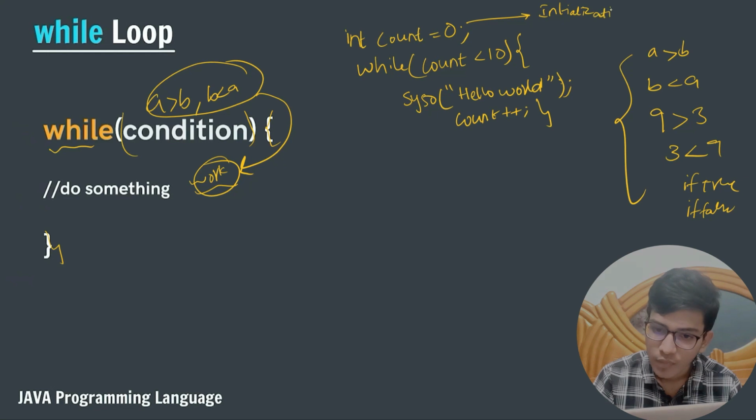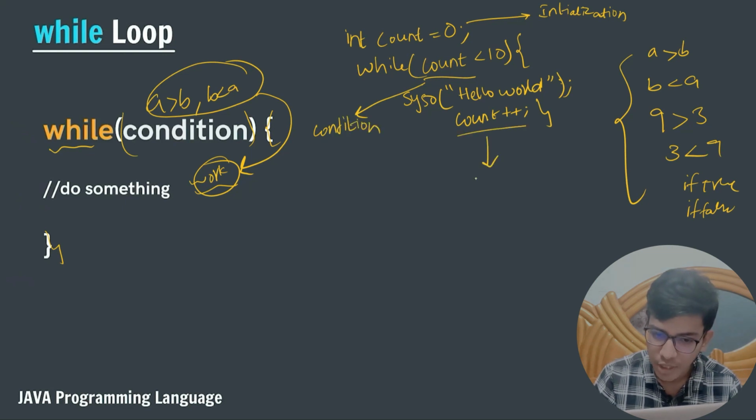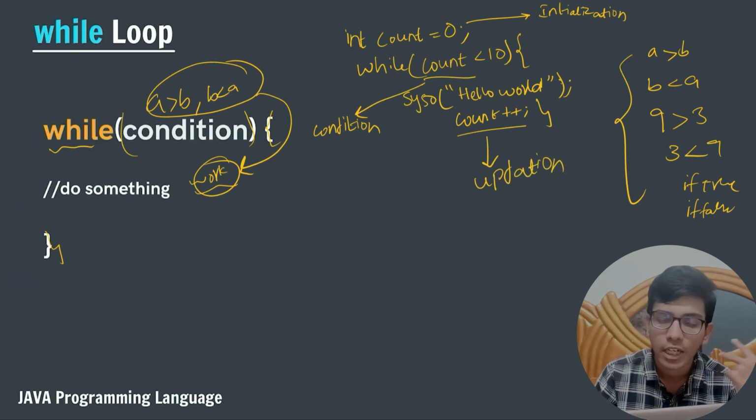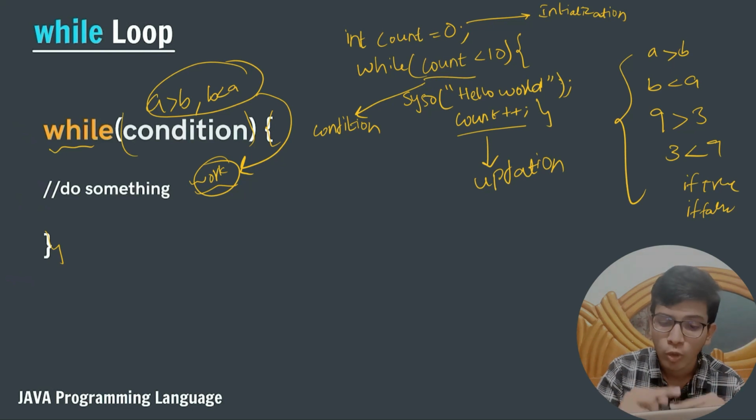Initialization, and this is condition, and this step is known as updation. So in every loop, whether it may be for loop, while loop, or do while loop, these three conditions will be present in each one of them. So initialization, condition, if that particular condition is true, then it will come into the loop and do whatever the work. After that, the value will get updated.